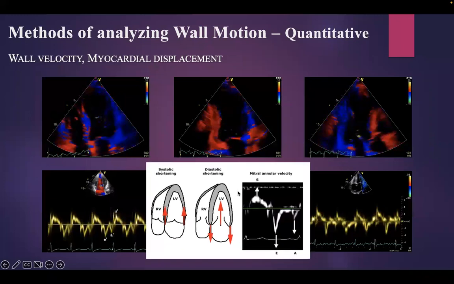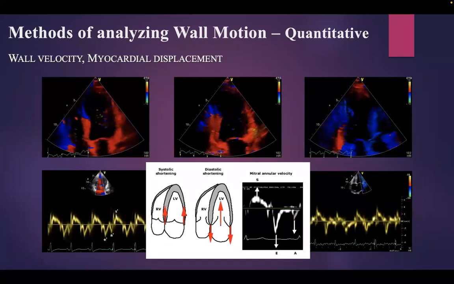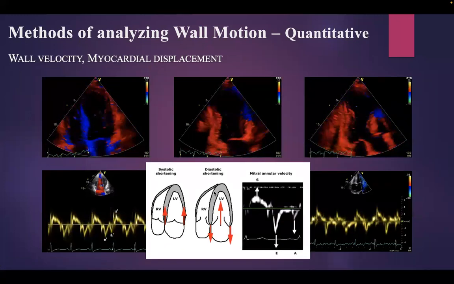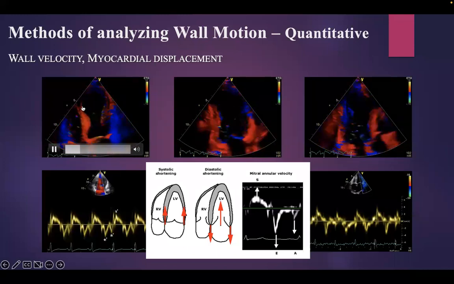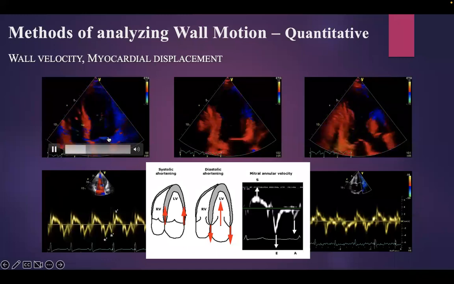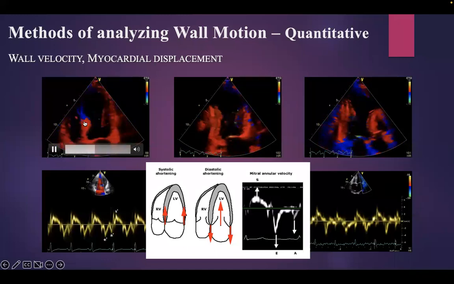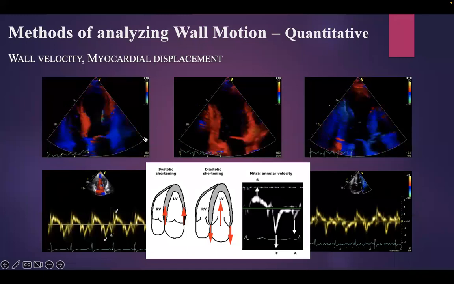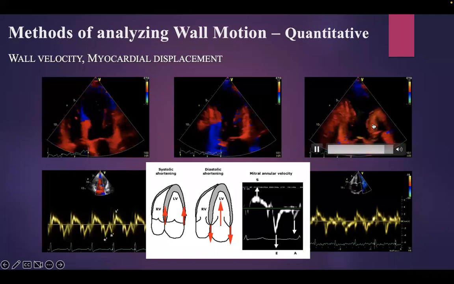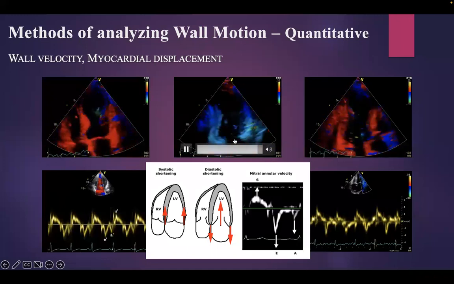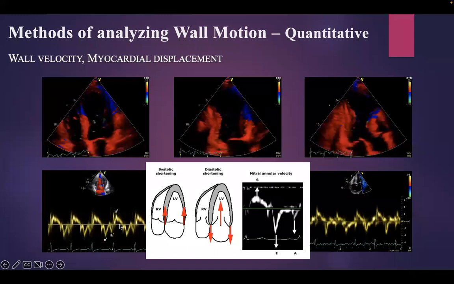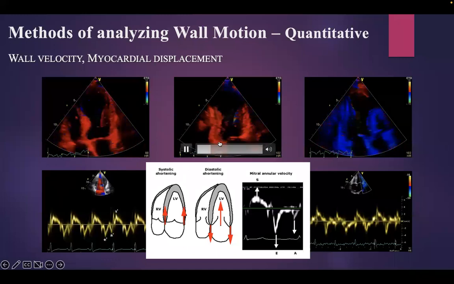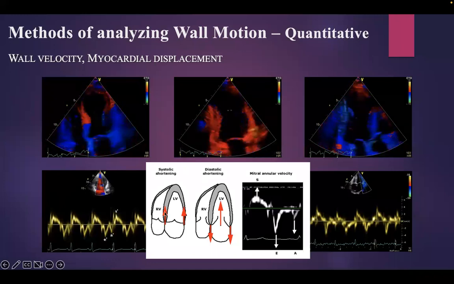Another method is the wall velocity or the myocardial displacement. Here we look at the myocardial velocity. This is called color tissue Doppler imaging, wherein we look at the lower velocities of the myocardium and we calculate the LV function. But here again, this is not useful because it is only one dimension which we are looking at. We are looking at only the mitral annular movement.